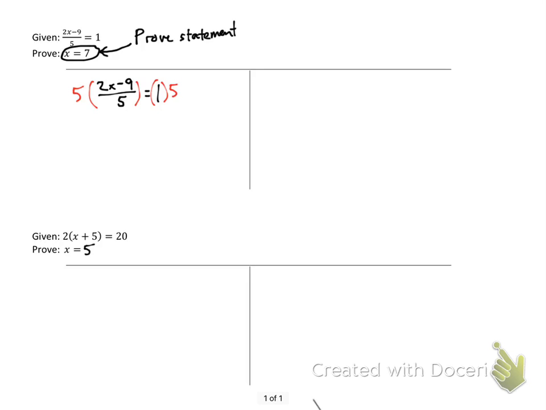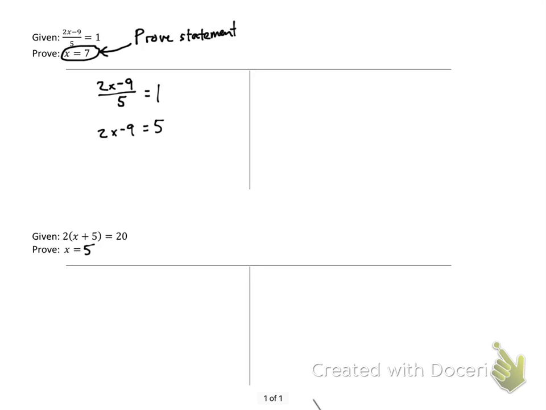I'm not going to leave the work for this, okay? I want to just show what the next step looks like. So we multiply by 5 on both sides, and we should end up with this statement. We've got now 2x minus 9 equals 5. Is that correct? Yeah. Okay, so what do we do next? You should subtract 9. Add 9.